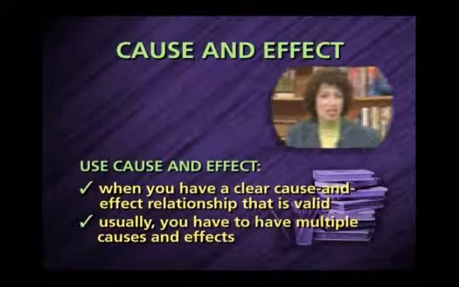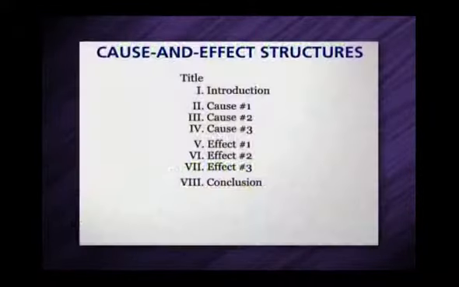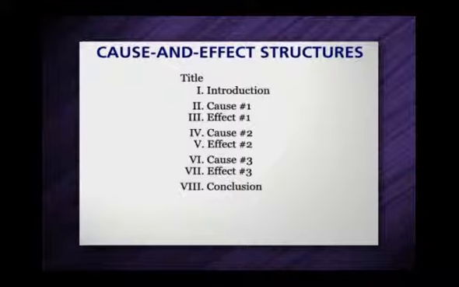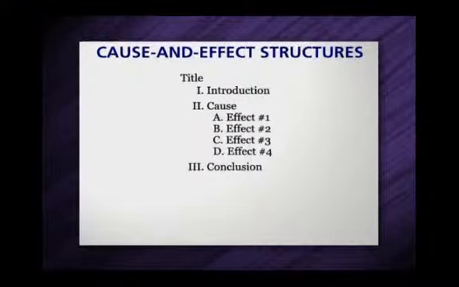How do you structure cause and effect? Well, you've got several different ways to do it. First of all, you can have all of your causes and then all of your effects. So you would put all your causes in one part of your outline and all your effects in another part of your outline. Or you could do cause, effect, cause, effect, cause, effect, and so on. So each Roman numeral would be a cause and effect. Or you could have cause, then effect, effect, effect, effect, or effect, then cause, cause, cause, cause, depending on how many causes and effects that you have.